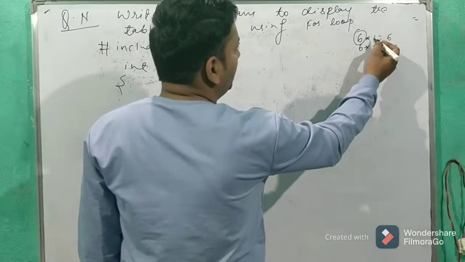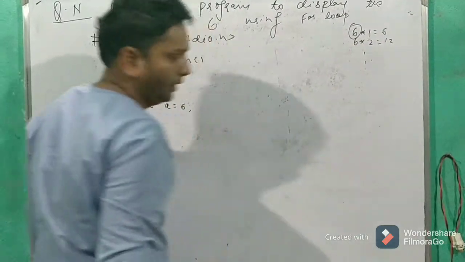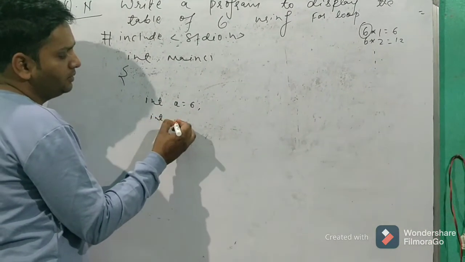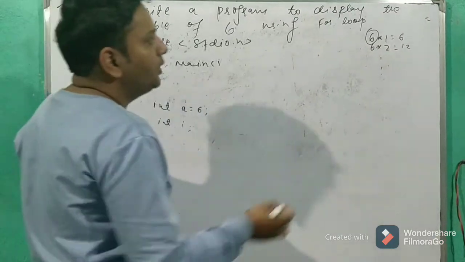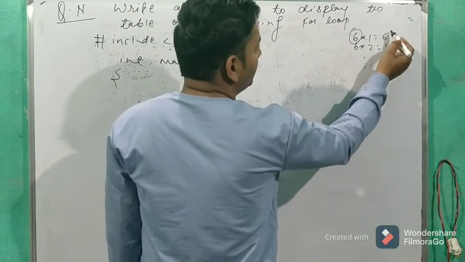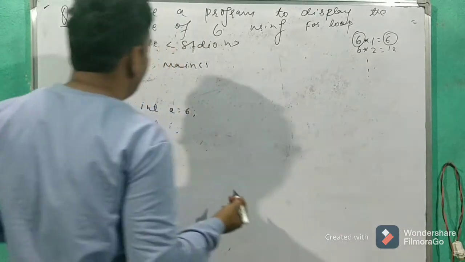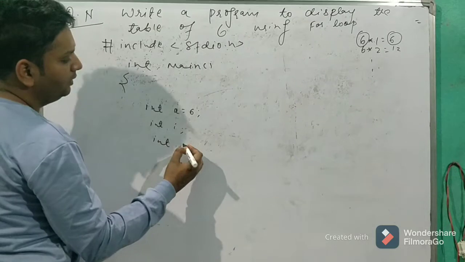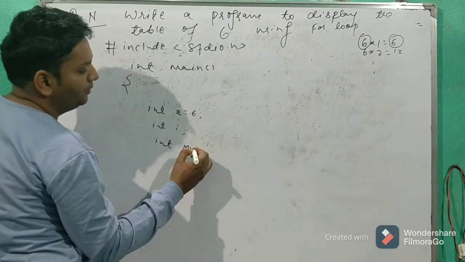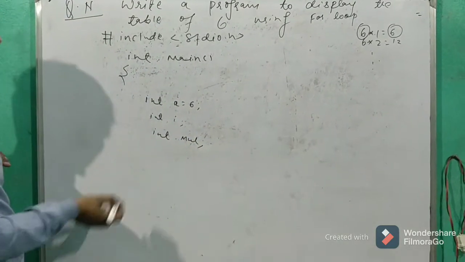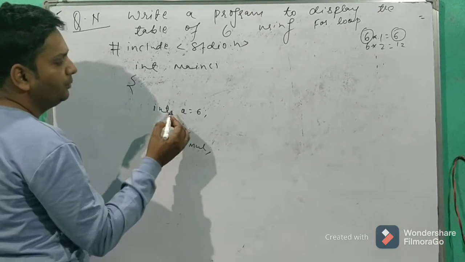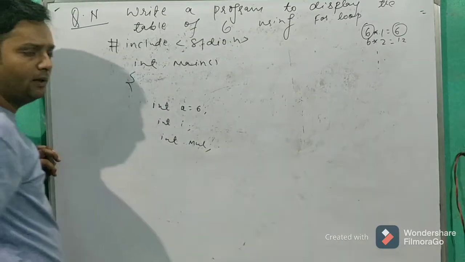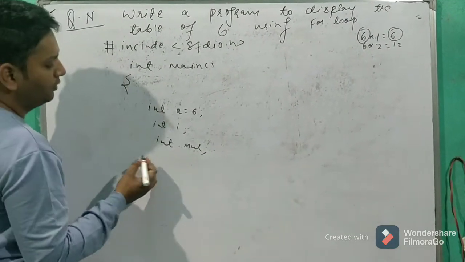Then after that we want 1, 2, 3, 4, 5 up to 10, so one more variable is required, int i. After that, 6 into i is equal to something, the multiplication of both. So I am going to consider one more variable, int mul, for multiplication. You can declare any variable names. So we have 3 variables: a is equal to 6, i for the loop, and mul for the multiplication. So how do we use the for loop?